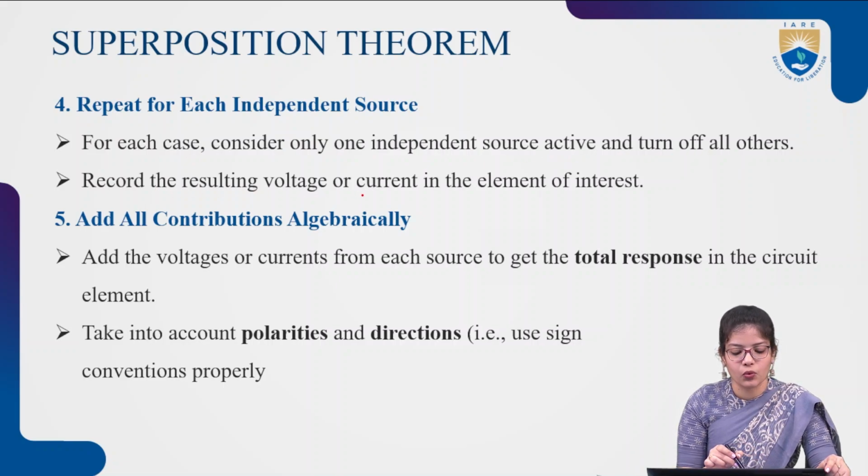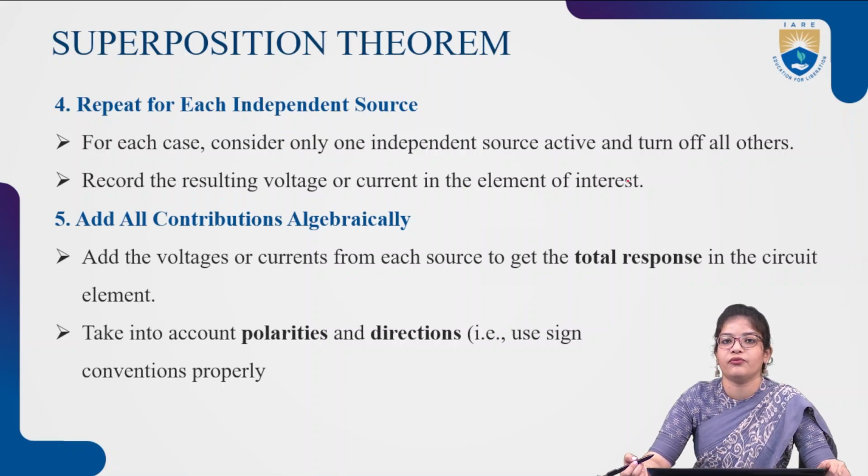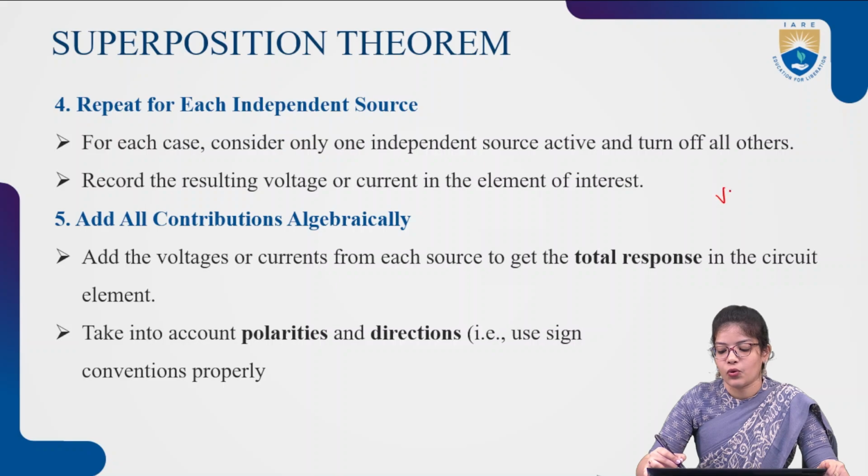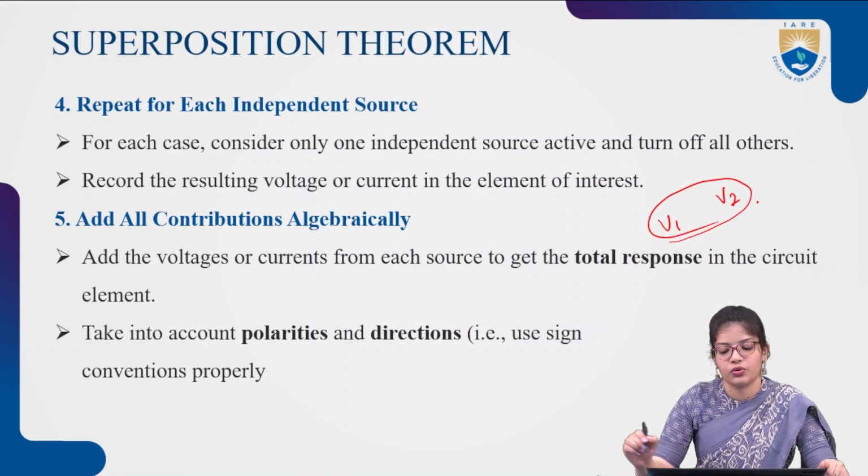Record the resulting voltage or current in the element of interest. First, we switch off voltage 1. If you have two voltage sources like V1 and V2, for the first case we consider both sources, and for the second case we switch off V2 and then calculate the currents I1 and I2.